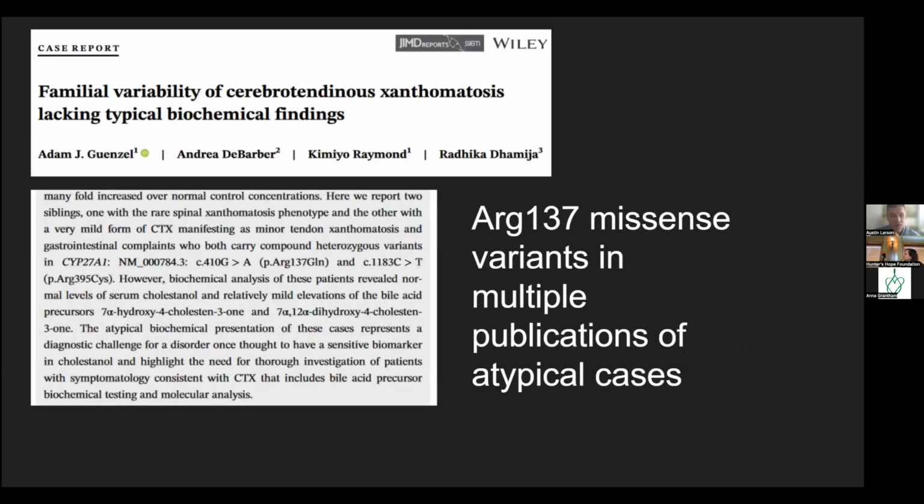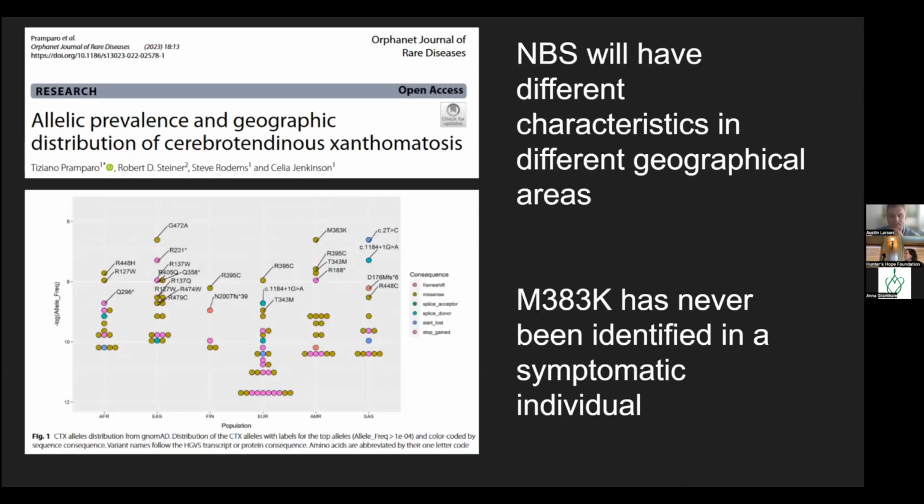This is a second publication from Dr. DeBarber and her colleagues about another atypical case, patients without progressive neurologic symptoms, despite being at the age where you would expect that. These patients had, again, that arginine 395 missense change, but also an arginine 137 missense change. So that arginine 137 change has now showed up in multiple publications of atypical cases.